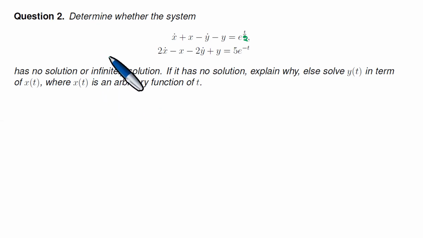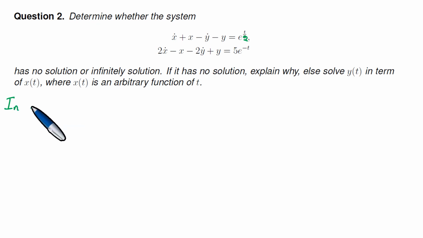Right, determine whether the system has no solution, infinitely many solutions. If it has no solution, explain why. Else, solve y of t in terms of x of t, where x of t is an arbitrary function of t. Right, how do we start? To start with this, we say in operator notation.